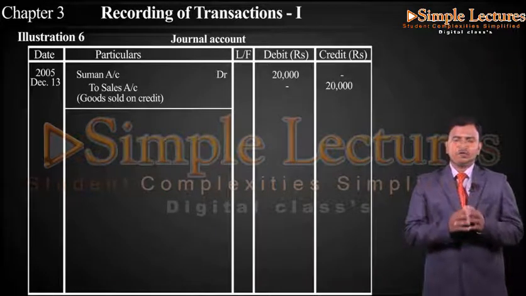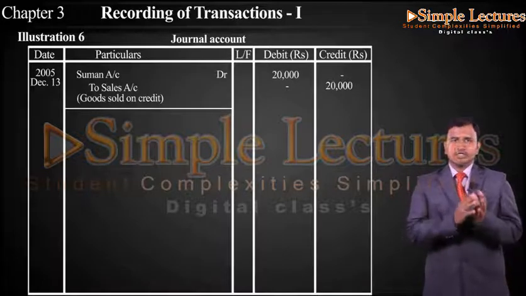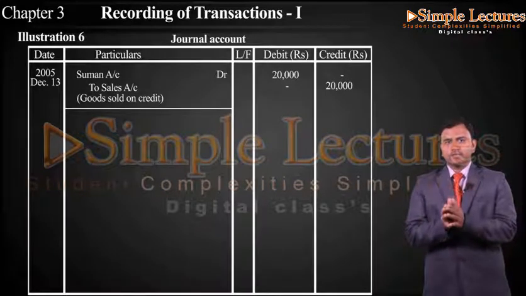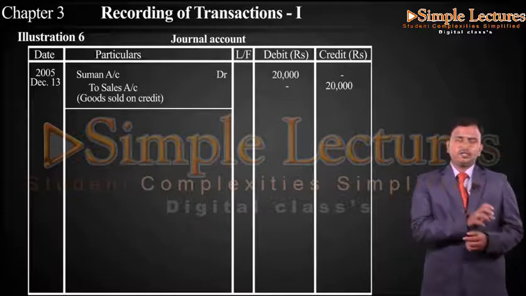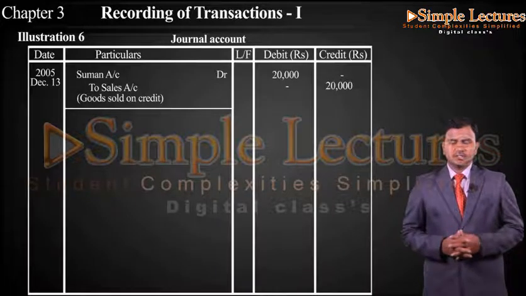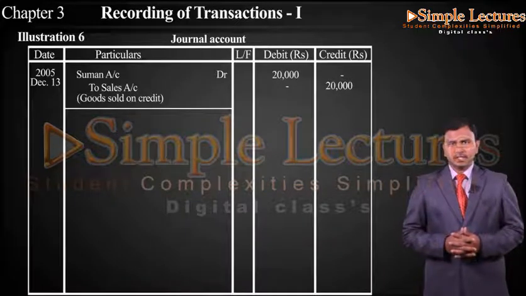Again, the discount that we are allowing will also be debited here, because the discount we are allowing is an expense, and that expense or loss will come into the category of nominal account, where the rule is debit all expenses and losses, credit all incomes and gains. Let us see the journal entry for this.